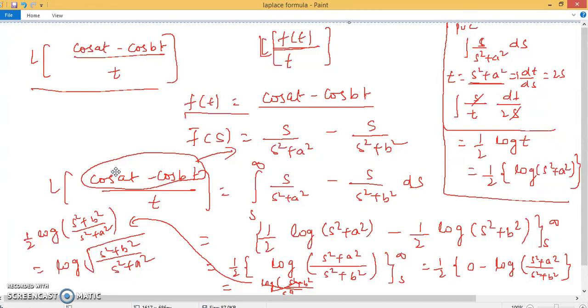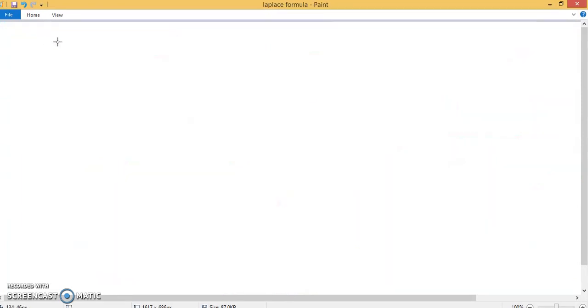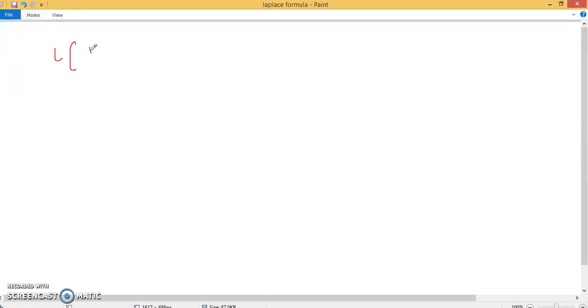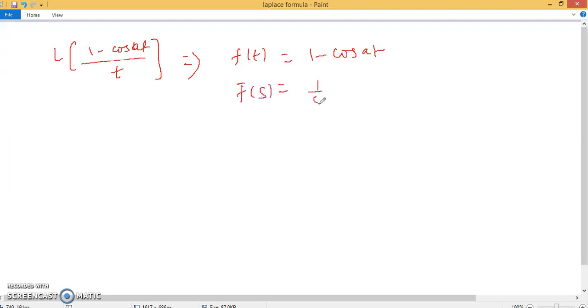Similarly, next question: find the Laplace of (1 minus cos at) by t. How will you find it? f of t is 1 minus cos at. How will you find the Laplace of this? The Laplace of 1 is 1 by s, minus the Laplace of cos at, which is s by s square plus a square.